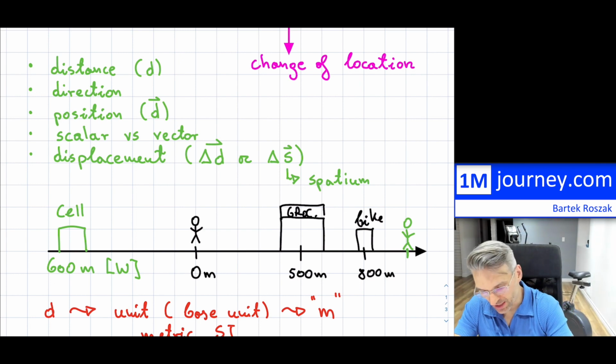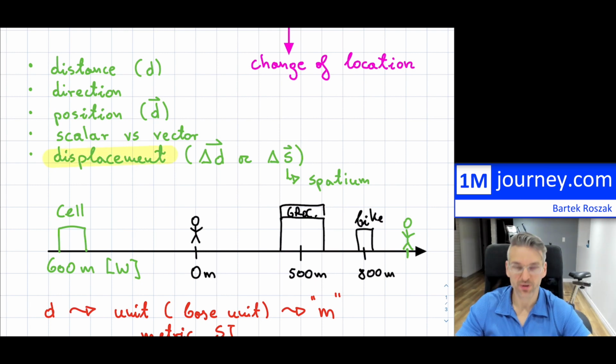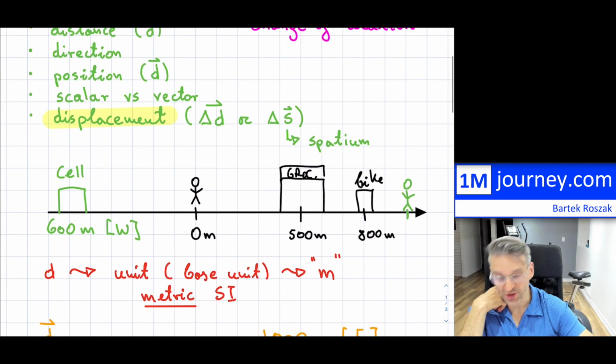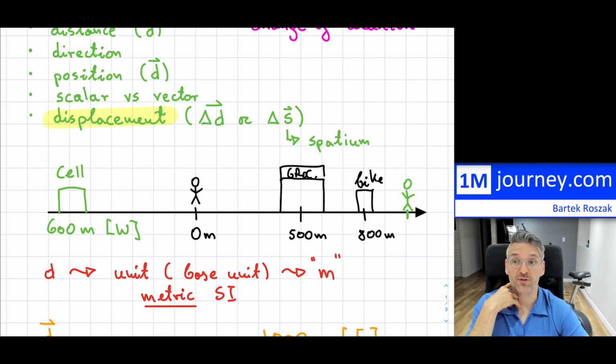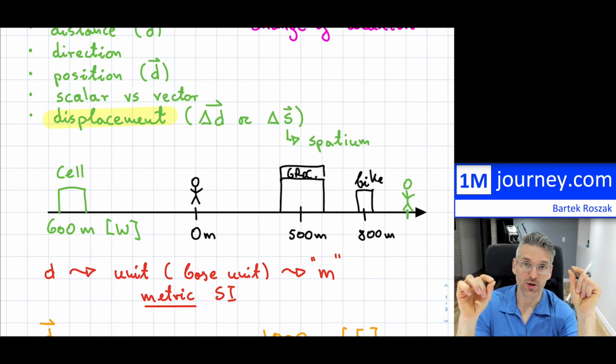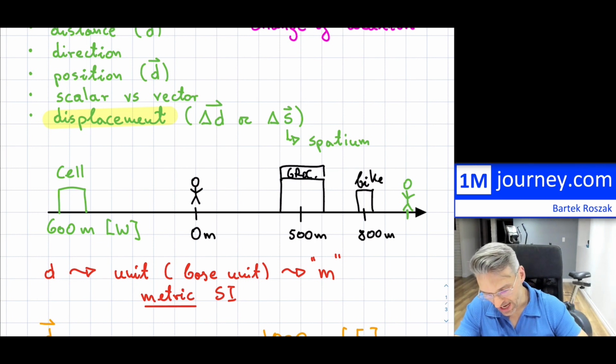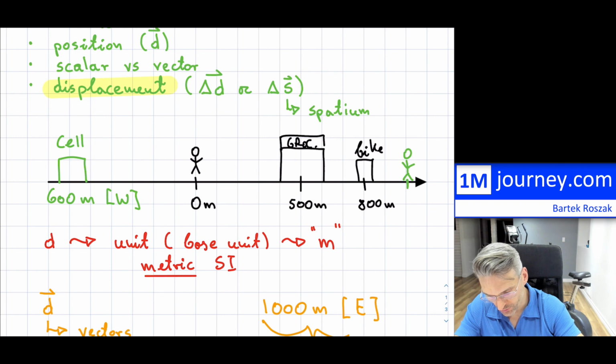Now, the last item within here is displacement. And displacement is actually kind of crucial, and it is different than the actual distance itself. A displacement is the change of the actual location or of the position that you have experienced from an initial starting point to a final, or ending, point.